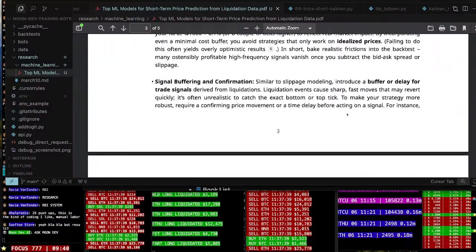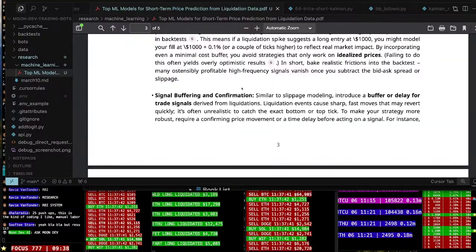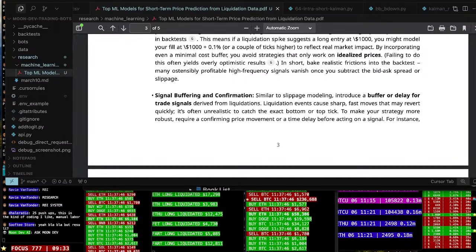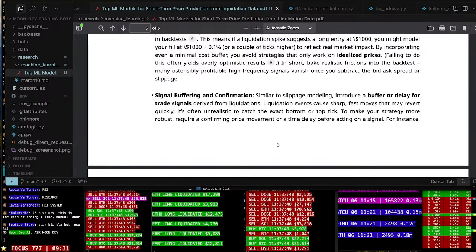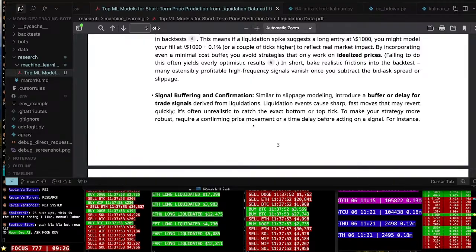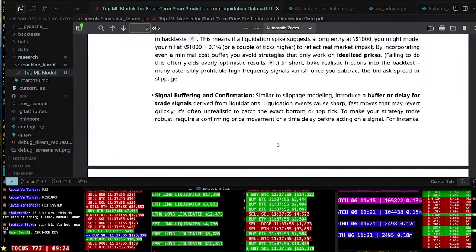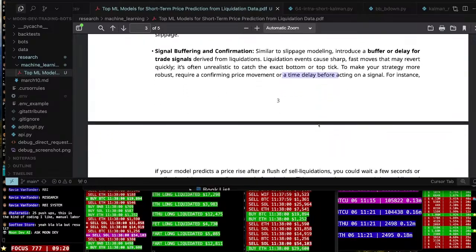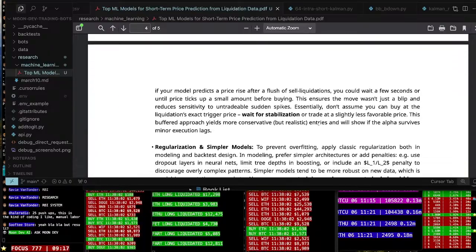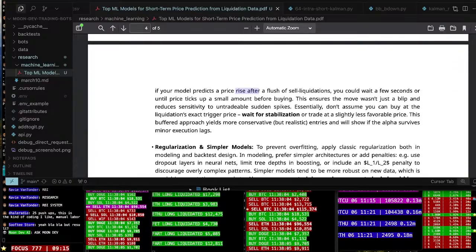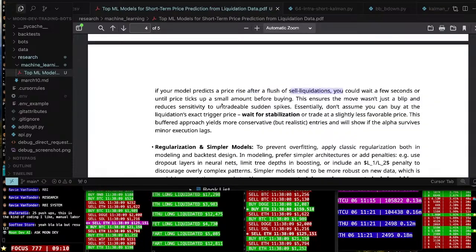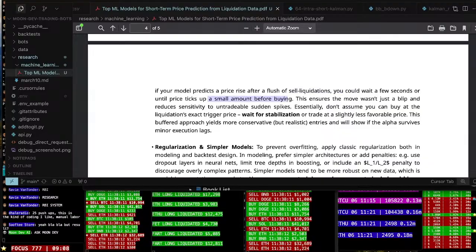If your model predicts a price, okay, let's see here. This is interesting because this kind of solves the problem I stated before. Fast moves that may revert quickly, it's unrealistic to catch the exact bottom or top tick. To make your strategy more robust, require a confirming price movement or a time delay before acting on a signal. That could be cool. For instance, if your model predicts a price rise after a flush of sell liquidations, you could wait a few seconds or until price ticks up a small amount before buying.